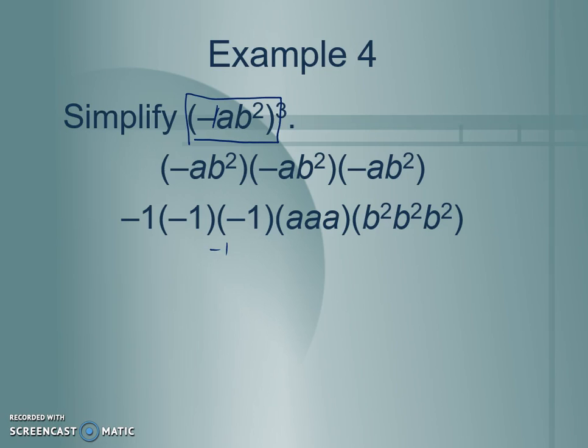3 a's would be a to the third power. And 3 b to the seconds would be b to the second plus b to the second plus b to the second, which would be b to the sixth. So we end up with, we can go ahead and drop that 1, so negative a to the third times b to the sixth.